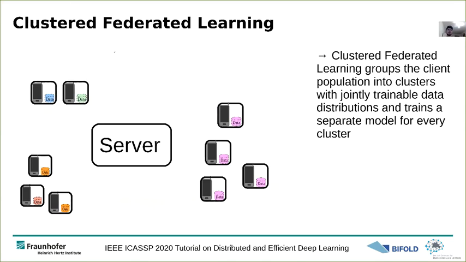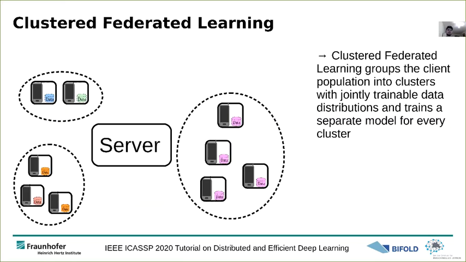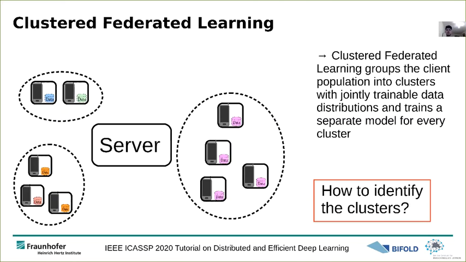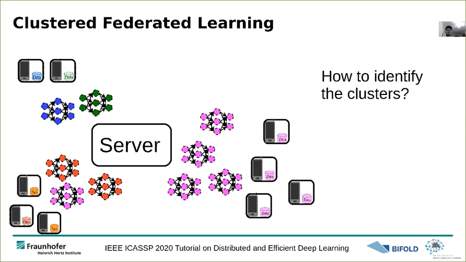So we came to address this issue with a method that we call clustered federated learning, where the idea is to group the client population. Say we have some clients here, and you aim to group the client population into clusters with jointly trainable data distributions, and then train a separate model for every single cluster, like so. But how can this be done? How can the different clusters be identified? This is the main task here.